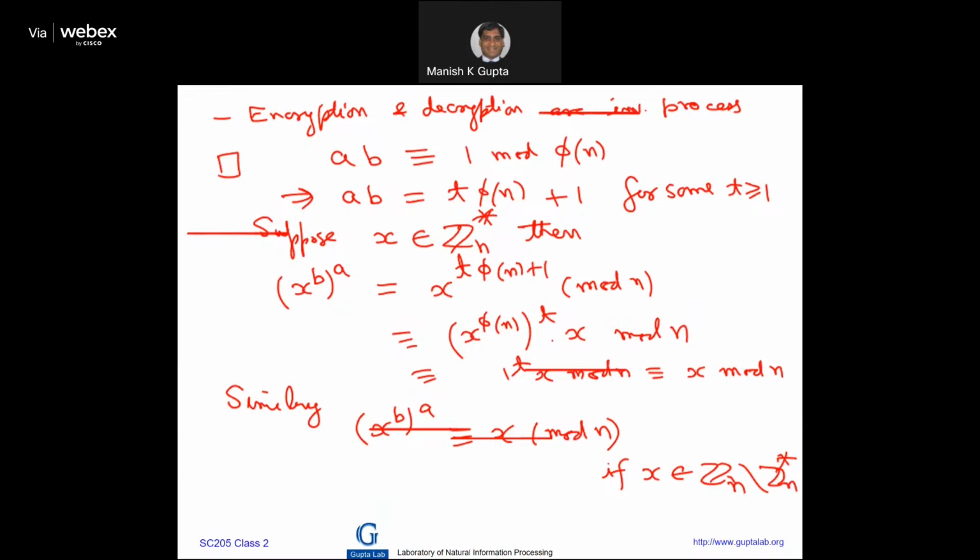X raised to power phi n is 1, right? Because x is an element in Zn star, that means this whole value is x mod n. Similarly, you can compute and show that x raised to power b raised to power a, so that means this whole thing is x mod n. Similarly, the opposite way actually.